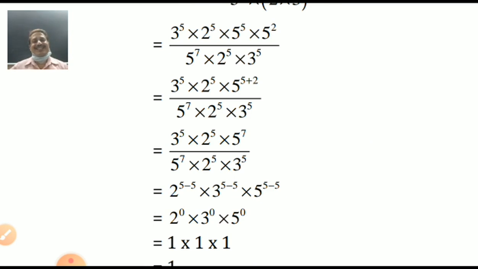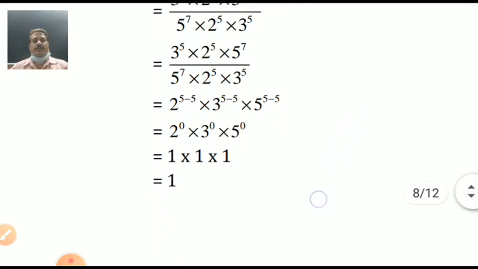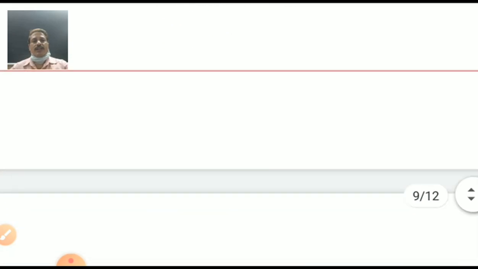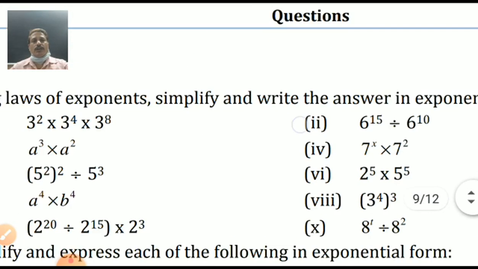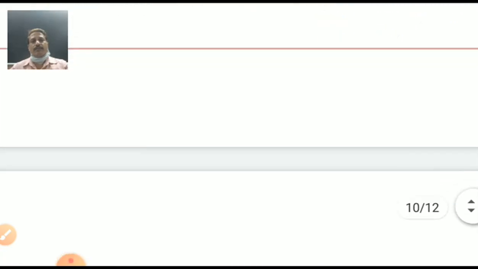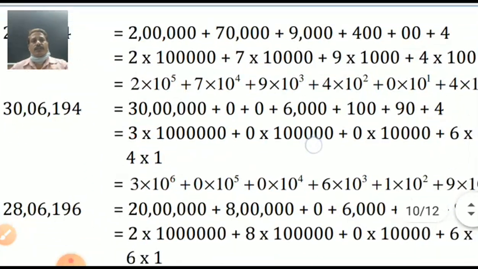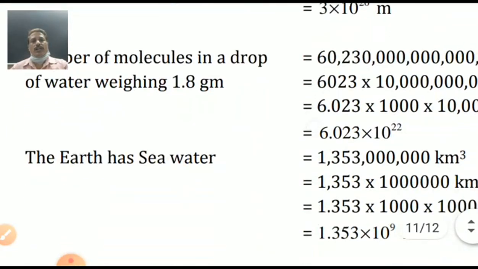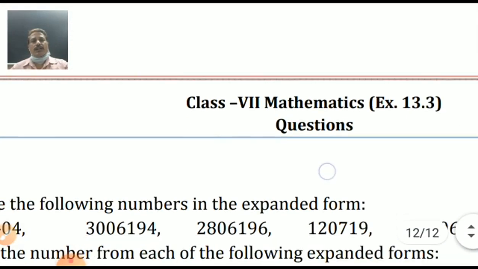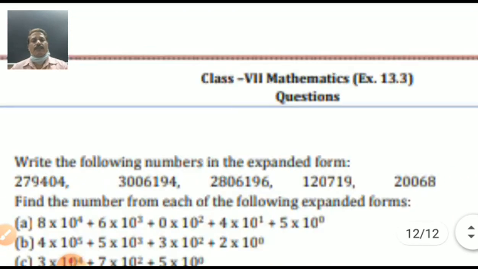2 raised to 0 into 3 raised to 0 into 5 raised to 0. 1 into 1 into 1. Don't write 3. That's a 1 only. Correct. Very good, student. Here we end up our exercise 13.2. Last exercise is there, 13.3. See, student, questions 13.3. Very easy one, but it is very useful to our daily life.